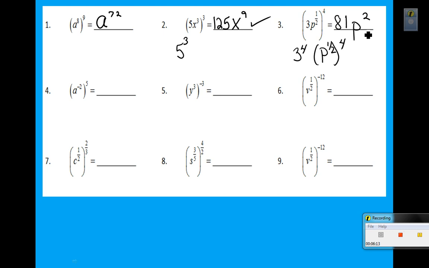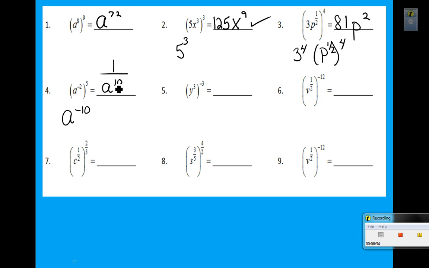Here's my number 4. A to the negative 2nd to the 5th. That's going to become a to the negative 10th. But we're not allowed to keep a negative exponent. So to get rid of that negative exponent, I'm going to think of it as 1 over a to the 10th.